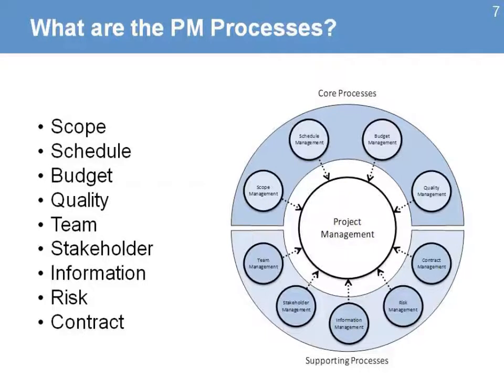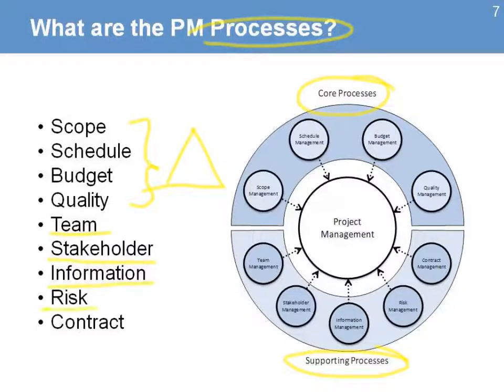In project management, we're going to be looking at project management processes. So what are those processes? They are two groups, core processes and supporting processes. The first core processes are related to managing our project constraints. They are scope management, schedule management, budget, and quality management. The supporting processes are team management, stakeholder management, information management, risk, and contract management. These are the 9 project management processes that a project manager has to have a good knowledge of.